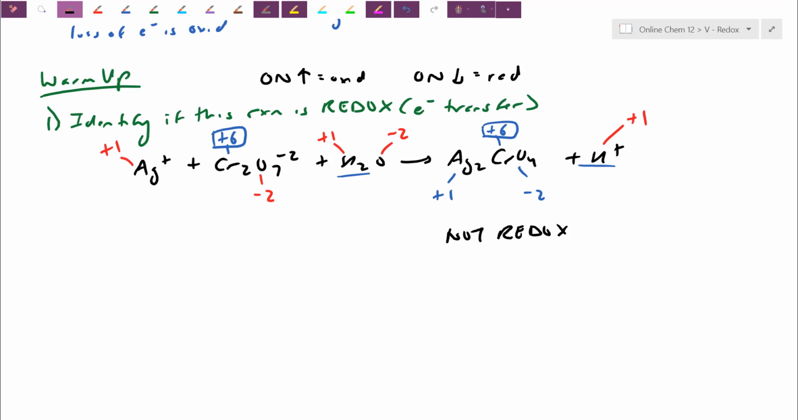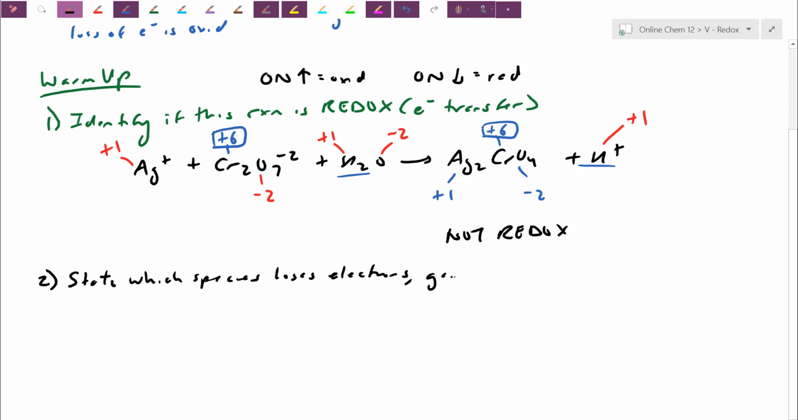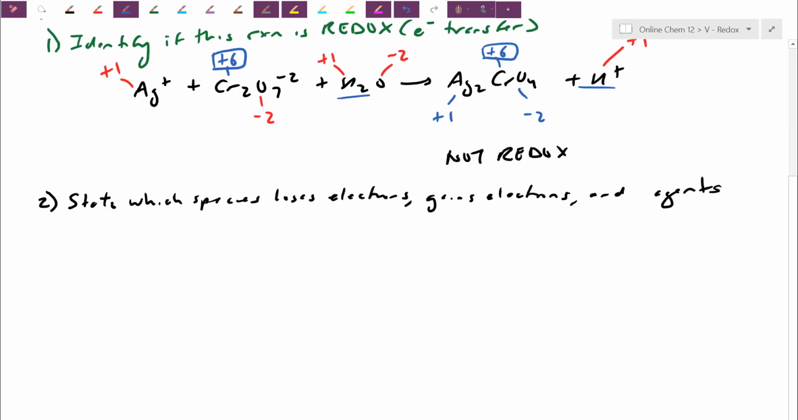This one here should be a redox reaction, so I'm going to ask you to further state which species loses electrons, which species gains electrons, and state your agents. So state the oxidizing agent, state the reducing agent. Okay, so let's have a look at an expression here. So I'm going to do this equation.